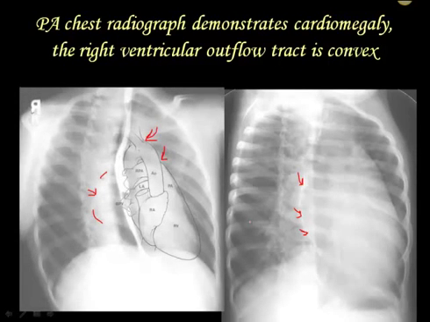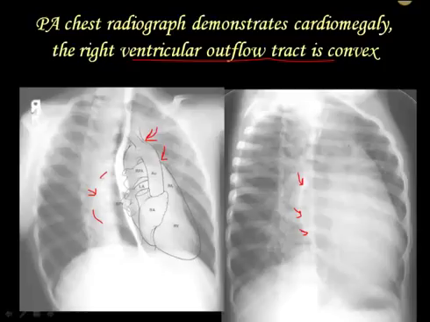If you compare the image on the left to the right, what I've tried to do is overlay the structures on this oblique view and give you an idea of where things are. For example, here they talk about the right ventricular outflow tract being convex. In this case, that's what they're referring to right here. Remember, this is the anterior surface. So we're going from the right ventricle up into the pulmonary artery here.